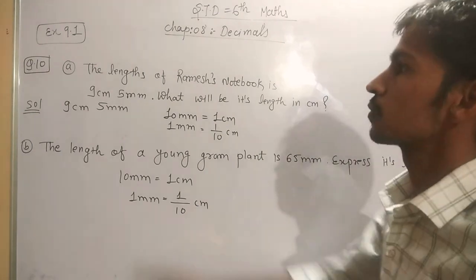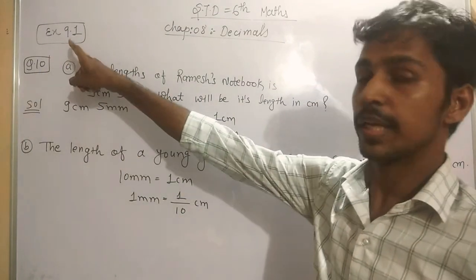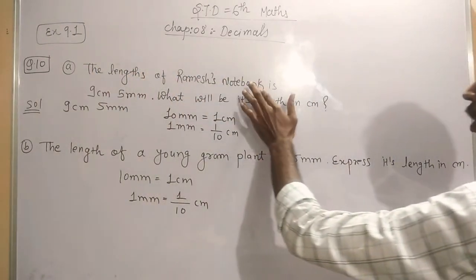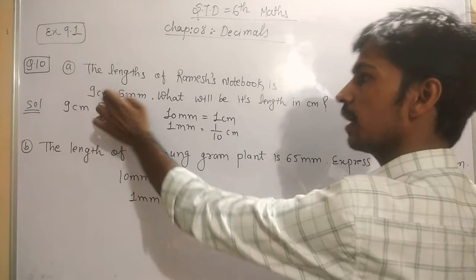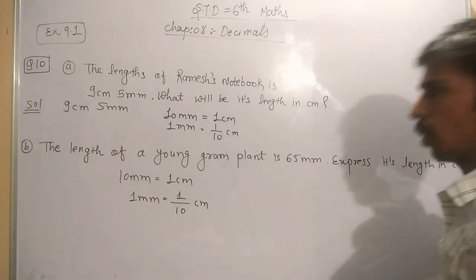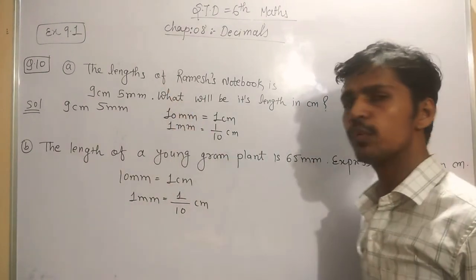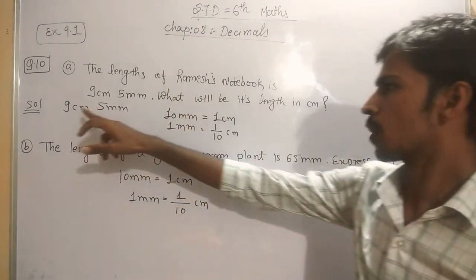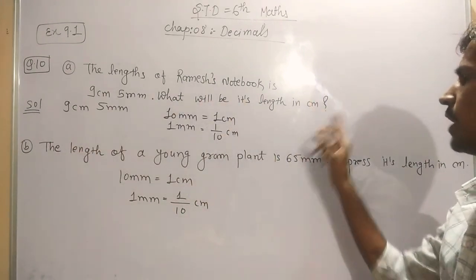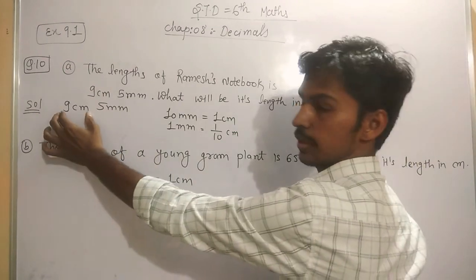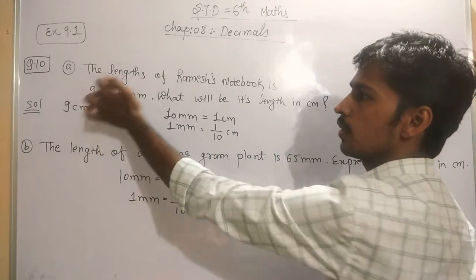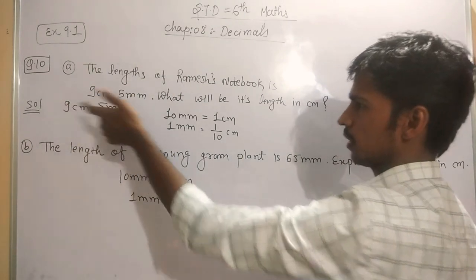Now students, question number 10 of exercise 9.1. The question is, the length of Ramesh's notebook is 9 cm and 5 mm. What will be its length in centimeter? Okay, student, have you noticed, 9 centimeter and 5 mm? The question is asking in centimeter. 9 centimeter is already in centimeter, but we have to change only 5 mm into centimeter.